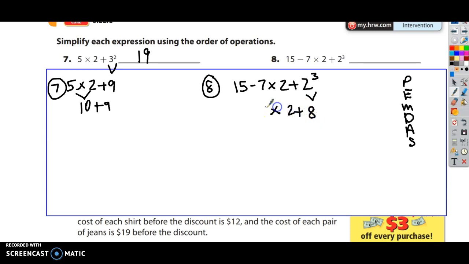What I then do is bring down the rest of my problem. And I identify the operations. I've got subtract, multiply, and add. Multiply definitely comes before add and subtract. So I'm going to do this. 7 times 2 is 14. Now I'm going to bring down the 15 minus and the plus 8. And when I'm down to 2 operations, both add and subtract, I just work left to right. 15 minus 14 is 1, plus 8 is 9. The answer to number 8 is 9.